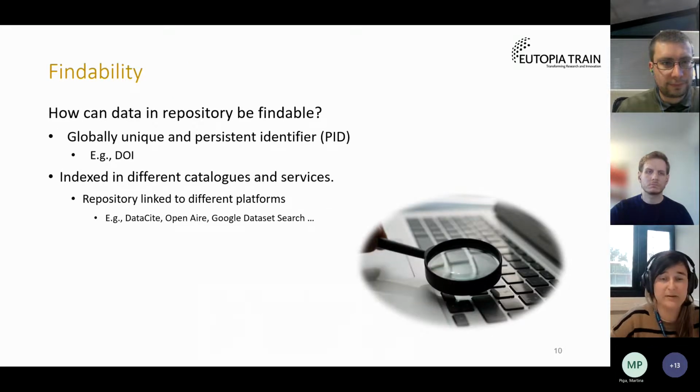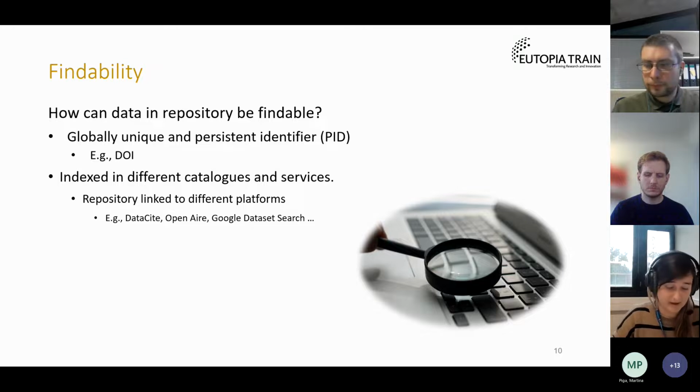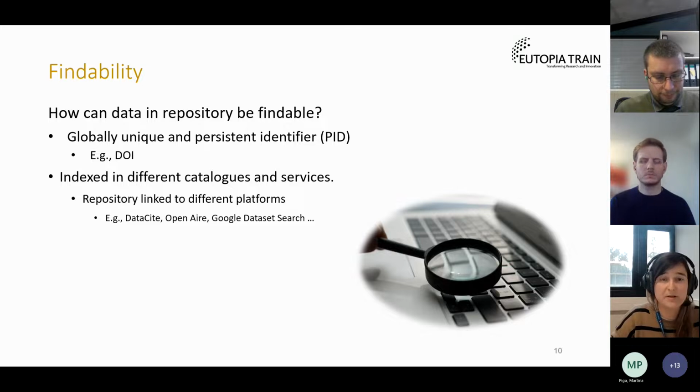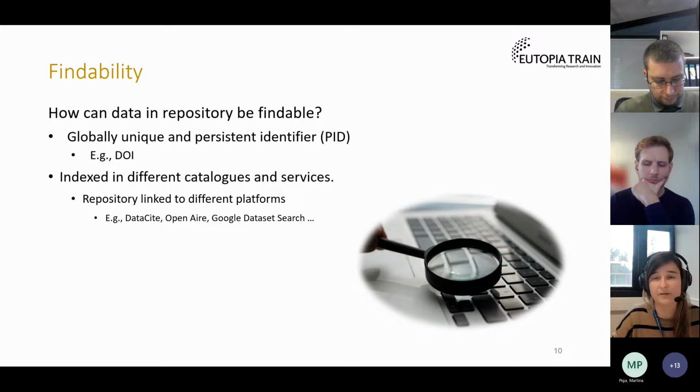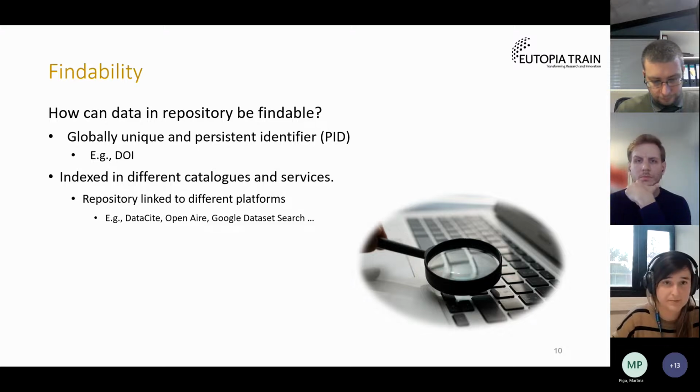We'll see how this is important for your data repository. How can the data in a repository be findable? Again, Sebastian mentioned this also, it should assign a globally unique and persistent identifier, for instance, a DOI, and this will make sure that your information is linked through different information platforms, and it is always findable.